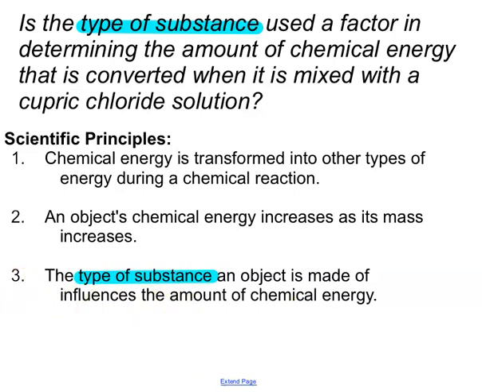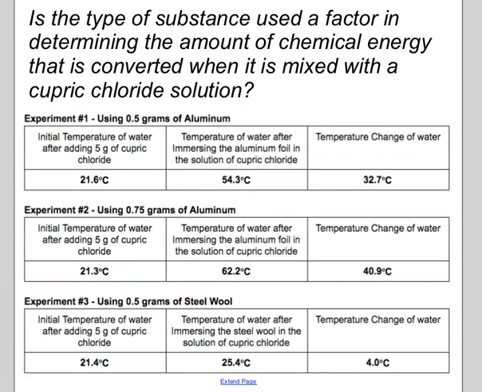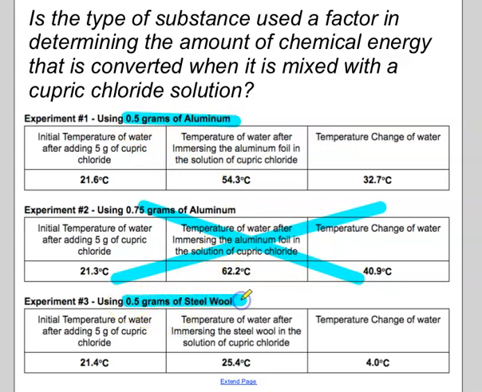So you probably have already finished up the evidence part, or you had the evidence part correct. And if you did, you already knew that you were supposed to use this one, because it's 0.5 grams of aluminum and 0.5 grams of steel wool. That way you're only comparing the type of substance in mass. How much of each you have is a constant. It's not changing.